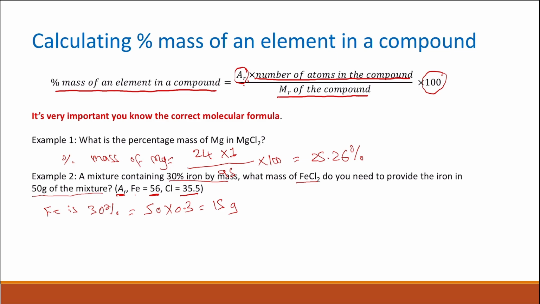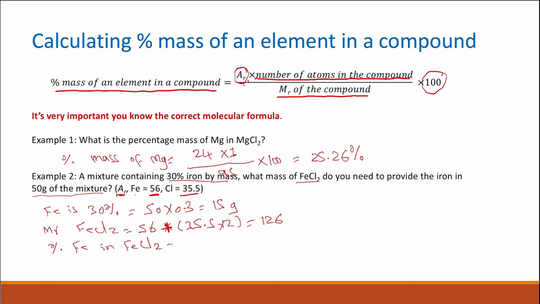Then let's have a look at the iron chloride. The relative formula mass of iron chloride will equal the relative atomic mass of iron, which is 56, plus the relative atomic mass of the chlorine times 2, because we have 2 chlorine, so 35.5 times 2. That will give us the relative formula mass of the iron chloride, which is 126.